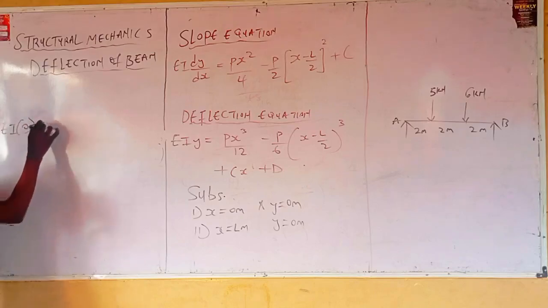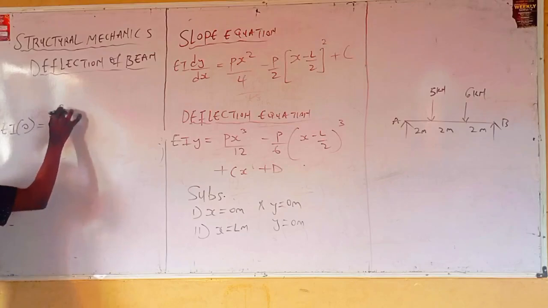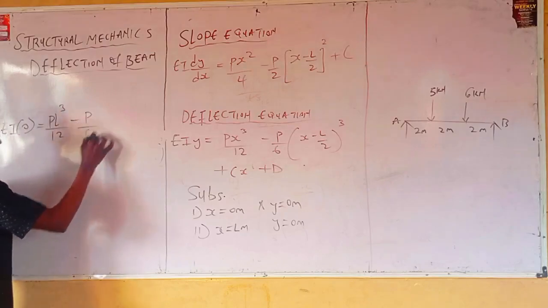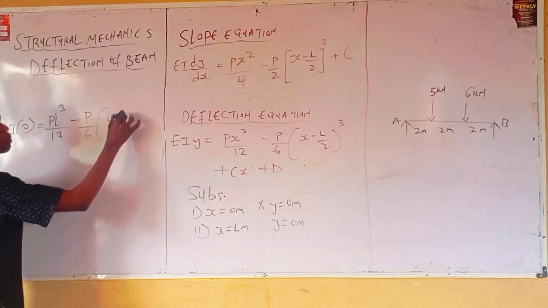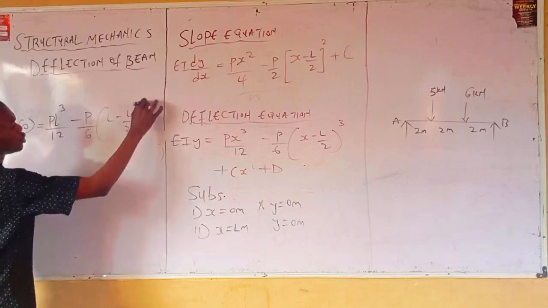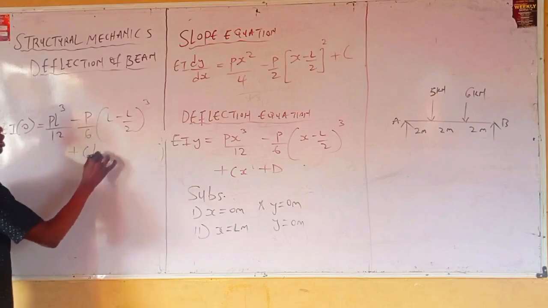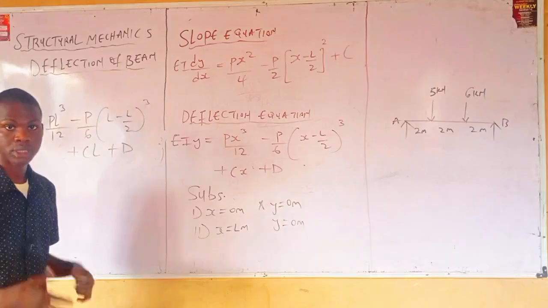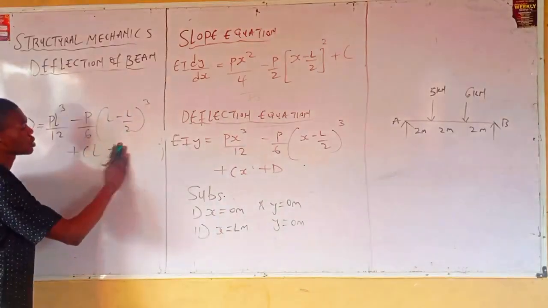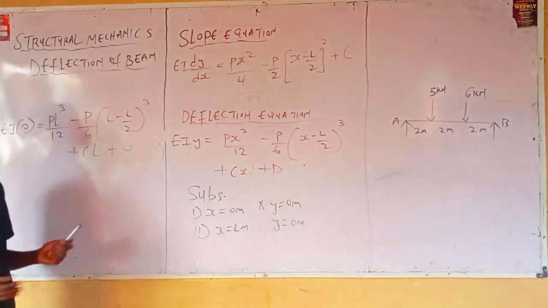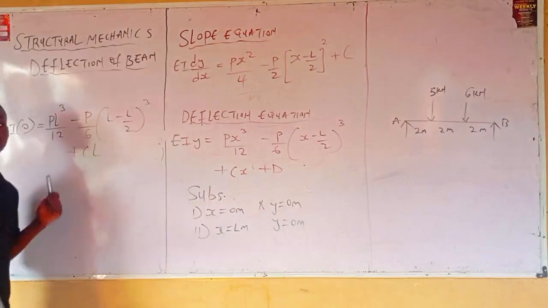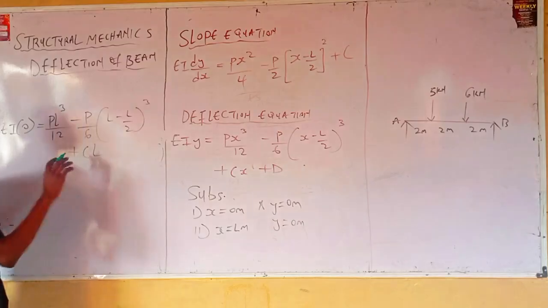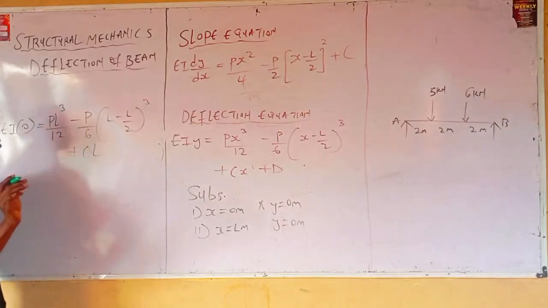Now, we have EI open bracket 0 is equal to P L cube divided by 12 minus P over 6 all into bracket L minus L over 2 all cube plus CL plus D. But we already know the value of D to be what? 0, meaning plus 0. You see, it's the same thing as writing just plus CL, because 0 in this case is nothing, right? So I'm eliminating my D.